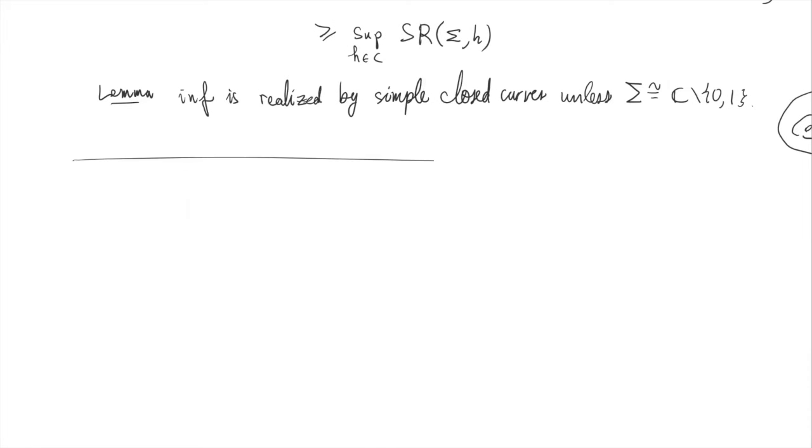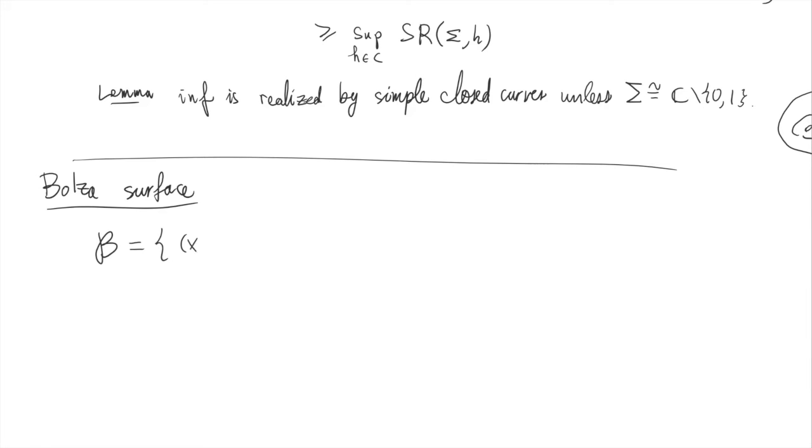All right, so now I've told you what extremal length systole is. So now I need to say what the Bolza surface is. I'm going to denote it by B. It's the set of (x, y) in the Riemann sphere cross itself such that y squared is equal to x times (x to the power 4 minus 1).